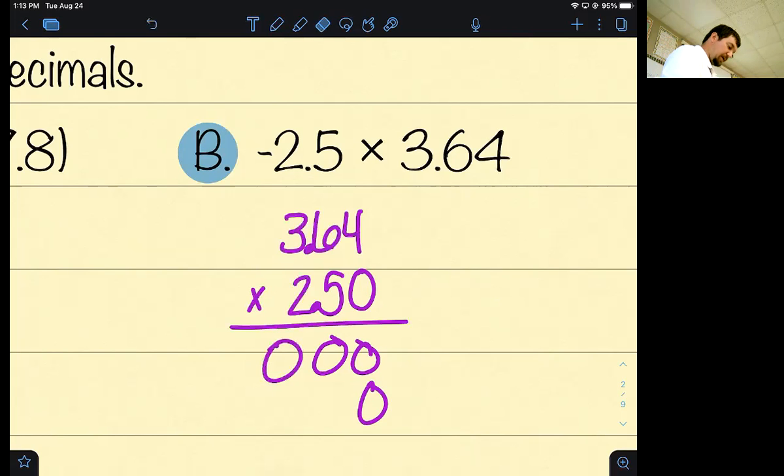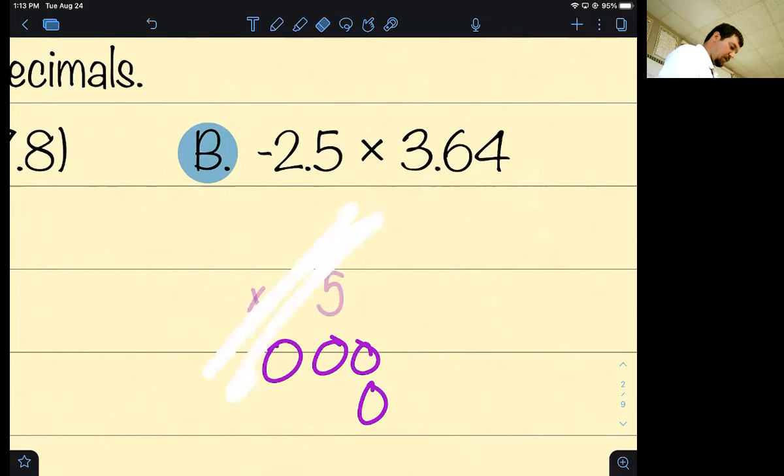Oh, I didn't want to erase the whole thing. Hang on a second. I just want to erase this and that and that. And that's the whole thing. Okay, fine. We'll start over.